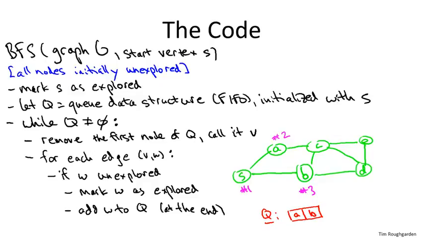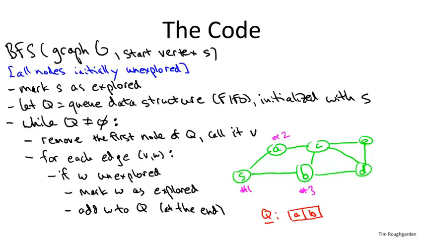So now we go back up to the while loop. We say, is the queue empty? Certainly not. It actually has two elements. Now we remove the first node from Q. In this case, that's the node A. That was the one we put in before the node B. And so now we look at all of the edges incident to A. In this case, A has two incident edges. It has one that it shares with S, and it has one that it shares with C. And if we look at the edge between A and S, then we'd be asking in the if statement, has S already been explored? Yes, it has. That's where we started.